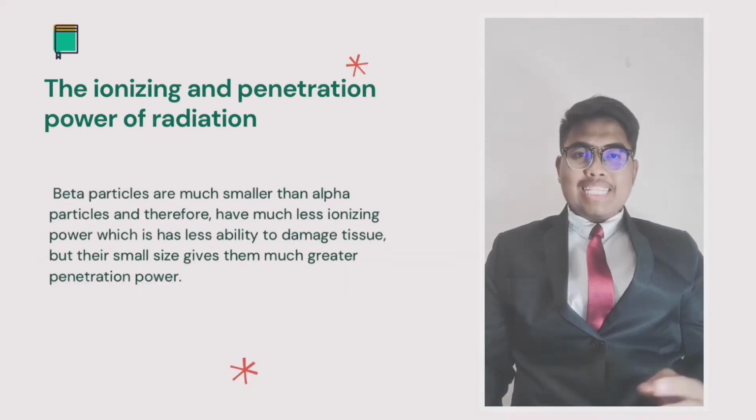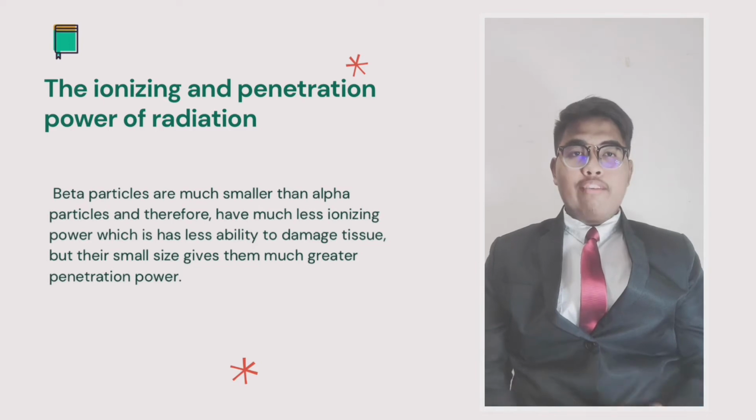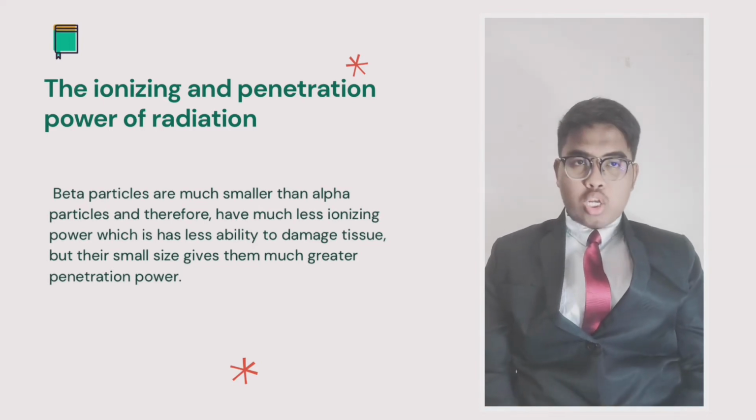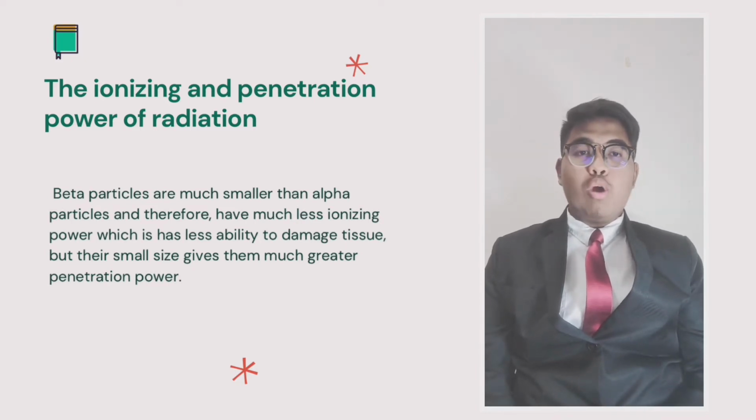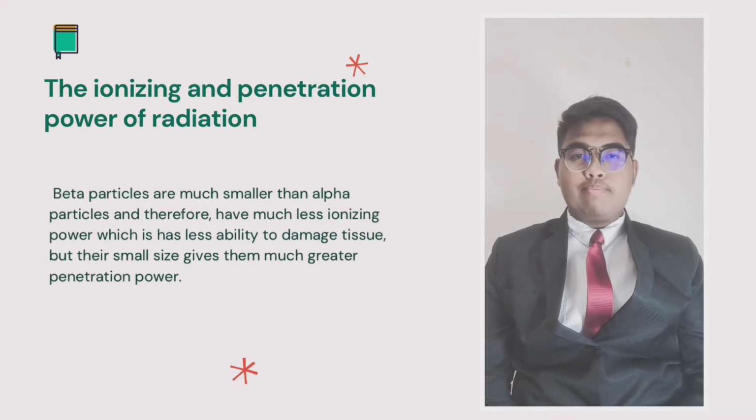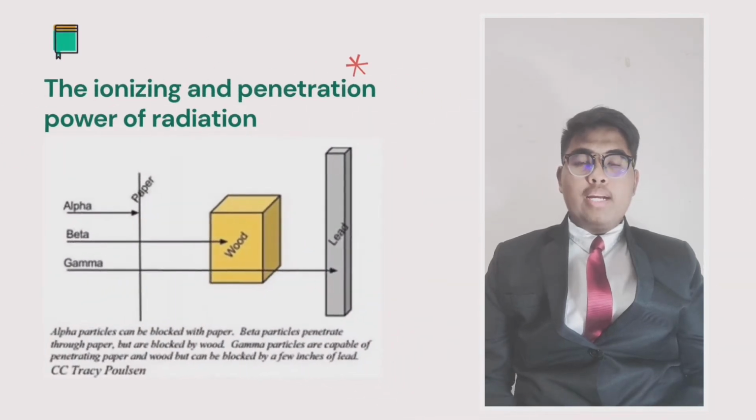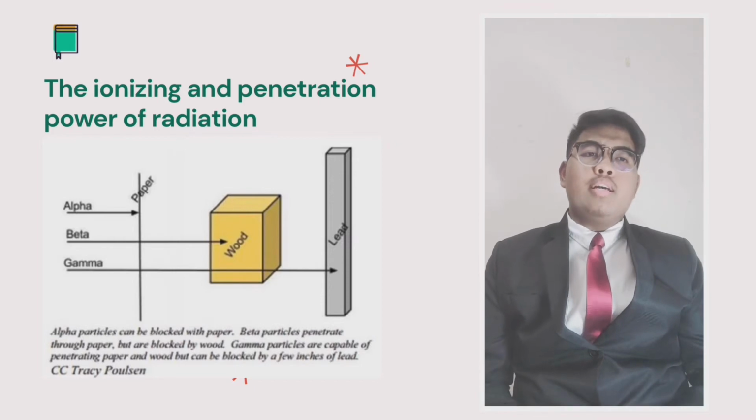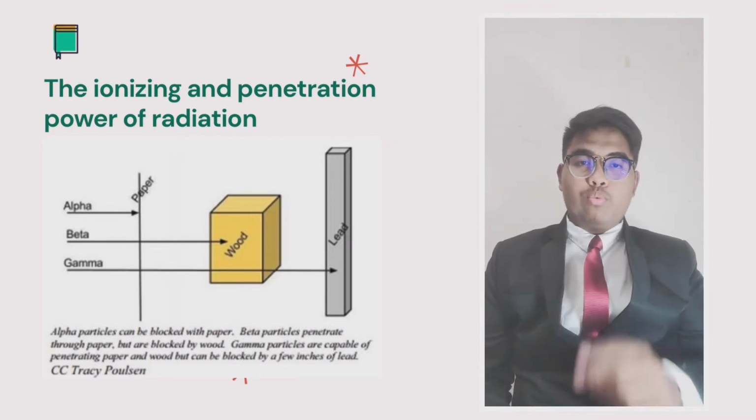The next is the beta particle. A beta particle is much smaller than an alpha particle. Therefore, it has much less ionizing power, which means less ability to damage tissue. But the small size gives them much greater penetration power. Most researchers say that a beta particle can be stopped by a 1/4 inch thick sheet of aluminium. However, the greatest danger occurs when the beta particle gets inside of you.